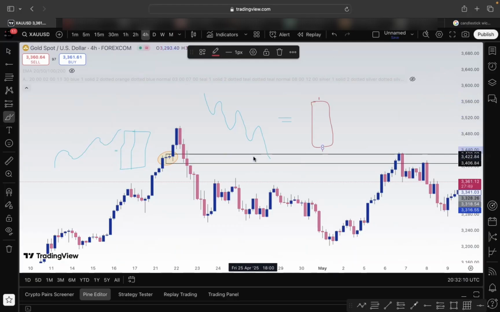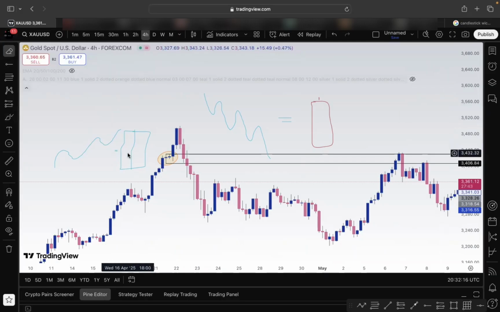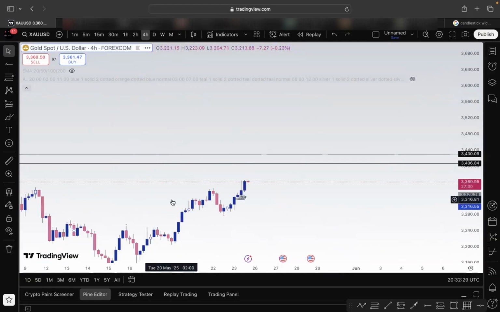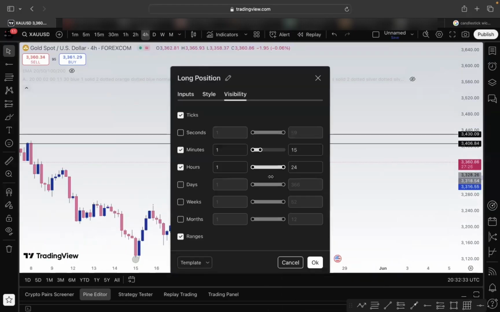Can you show me another example of that in the chart, please? Okay, all right. So let's go into it. Let's look at the recent candles formed and then use that and clear the chart.